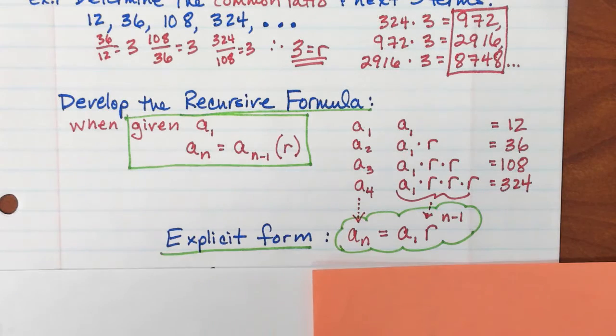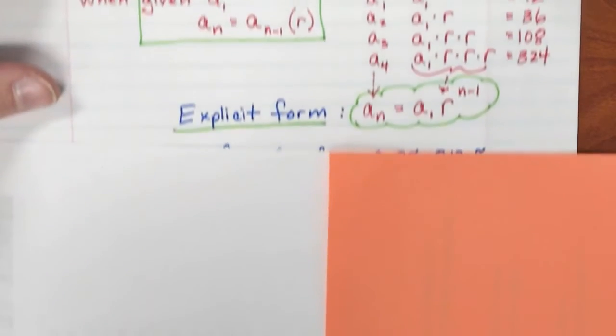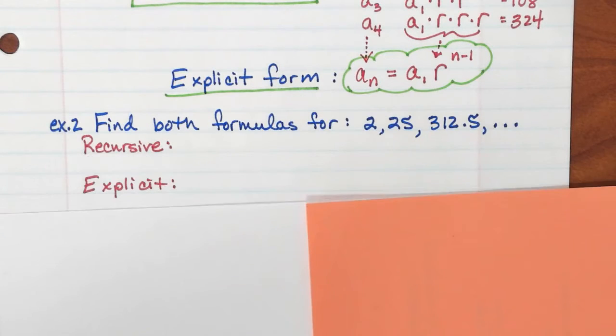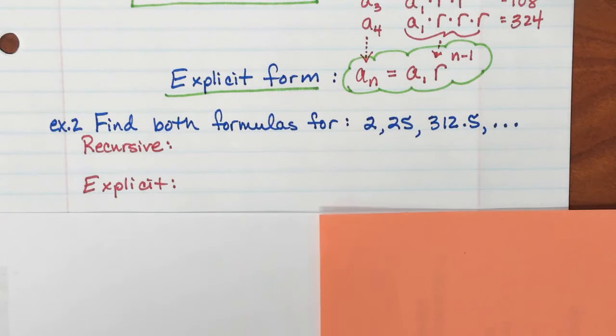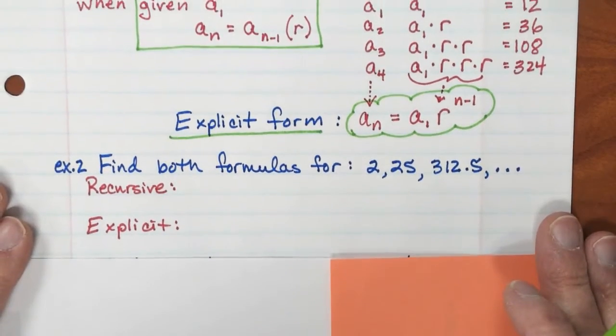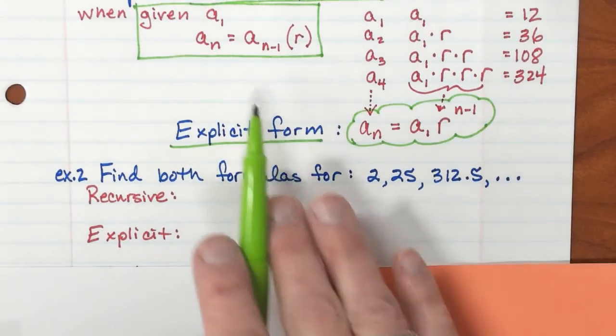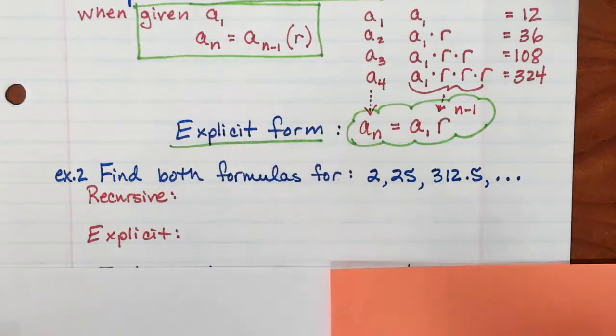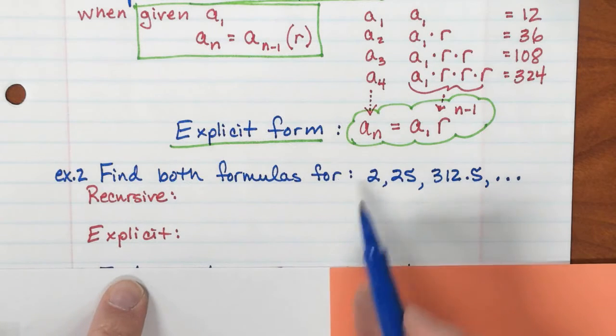But there are times when you can get either formula for a sequence. And I just happen to have an example. Let's look at one. I'm going to give you this sequence of 2, 25, 312.5. And I would like you to give me the recursive formula and the explicit formula. Recursively, you've got to tell me what the first term is. So I know that the first term here is 2.